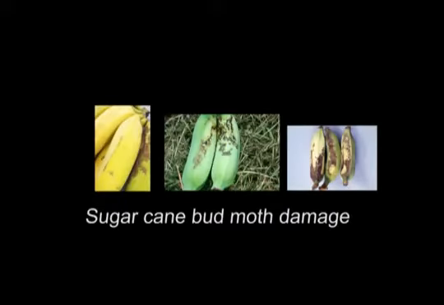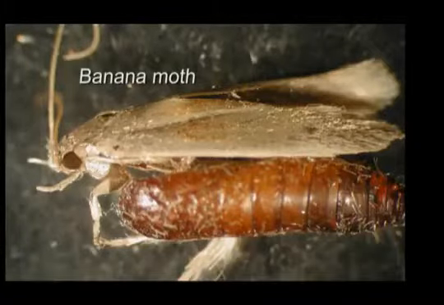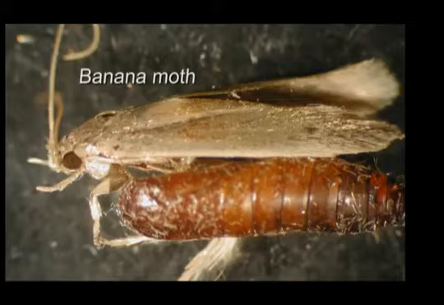The sugarcane bud moth caterpillar is a localized pest that feeds on decaying flowers and causes fruit scarring. The banana moth lays eggs on senescing flowers and on decaying leaves, pseudostems, or fruit. The larvae feed on detritus and decaying plant material.